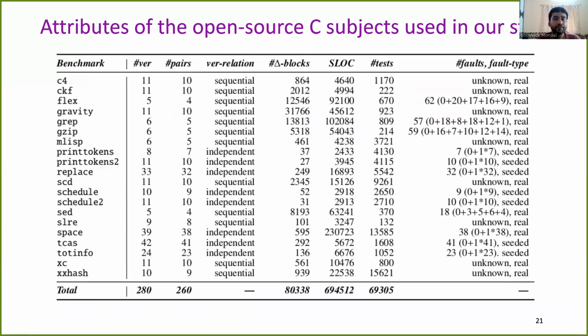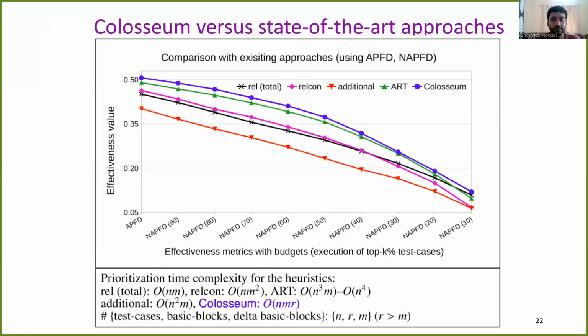We selected 20 open source C projects, some of them from the SIR repository. Some of these are classic examples used since the 90s. And there are also 8 GitHub projects. Here we see that there are a total of 260 version pairs and 80,338 delta basic blocks overall, considering all the versions and all the benchmarks. The total source lines of code is 694,512. Most importantly, we have 70,000 test cases to exercise the faults.